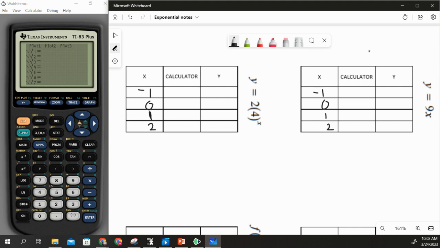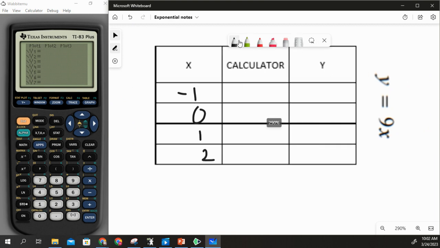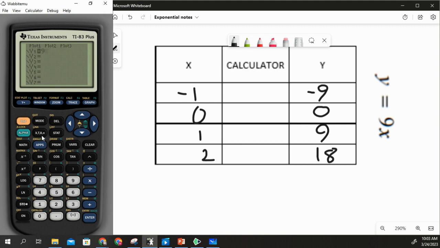All right. We're going to do the top right one first because that's nice and easy for us. So I'm going to zoom in on that real quick. Let's get that done nice and easy. This is just 9 times whatever x is. So you know what to do. We got 9 times -1, that's -9. We got 0 times 9, that's 0. We got 1 times 9, that's 9. And we got 2 times 9, that's 18. Now that's easy for us. We've done that before. We got 9x.